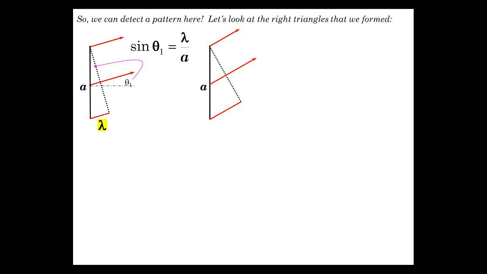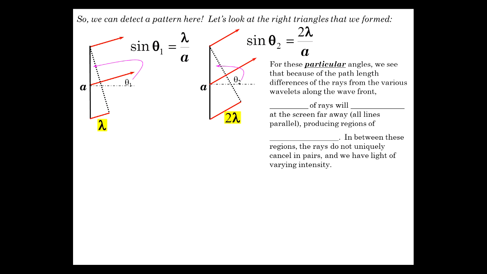Then we also had theta 2. Same slit width, different angle. And we had that cancellation occur at this special angle as well, where across the slit width the difference in path length of the rays is 2 lambda. Then sine of theta 2 is 2 lambda over A. And it repeats this pattern.